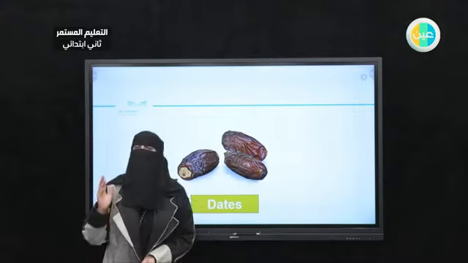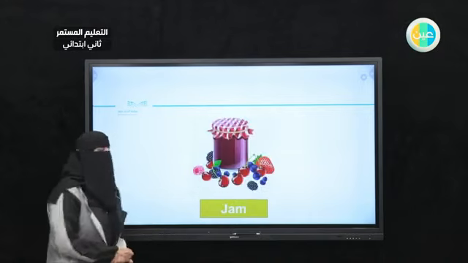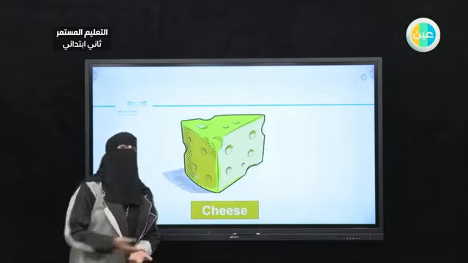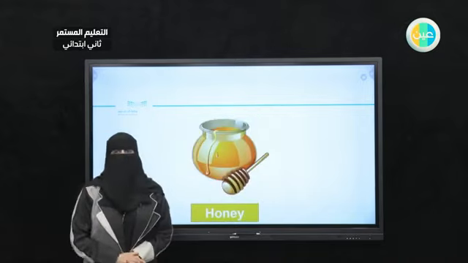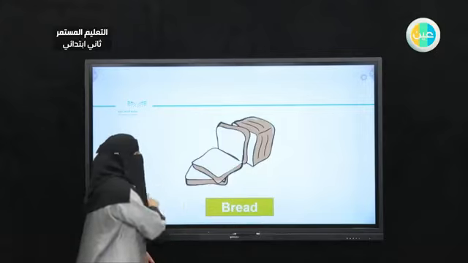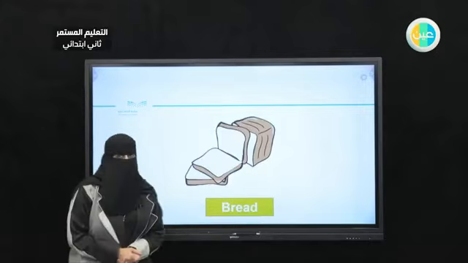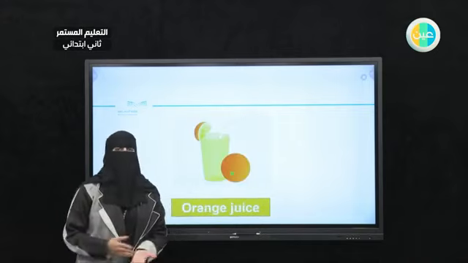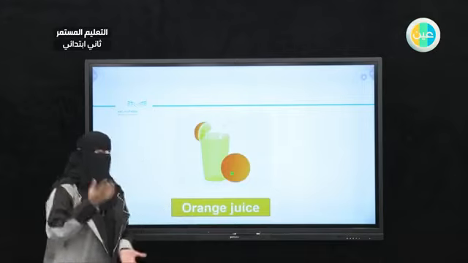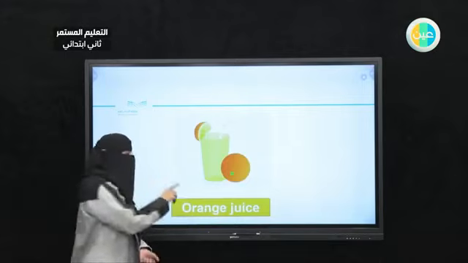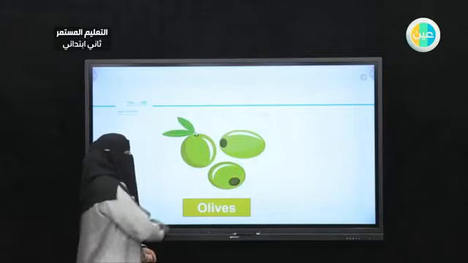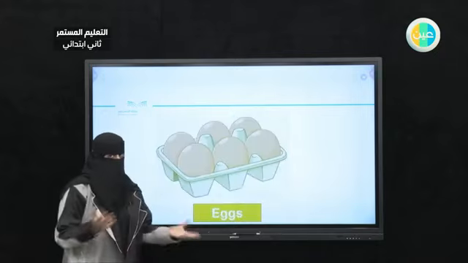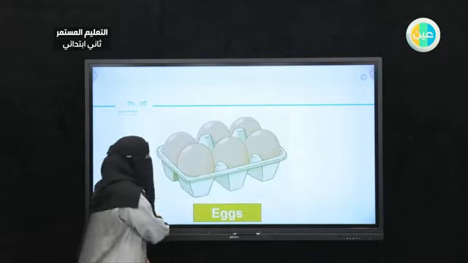So the first one I have is dates, countable. Jam, uncountable. Cheese, honey. Honey and cheese are uncountable. I cannot count. I cannot make a plural. Bread also is uncountable. Orange juice, any kind of liquids, juice, water, coffee, tea is uncountable. So I cannot have S, the plural. Olives, countable. Yogurt, uncountable. Eggs, of course, because I have an S, is countable, okay?